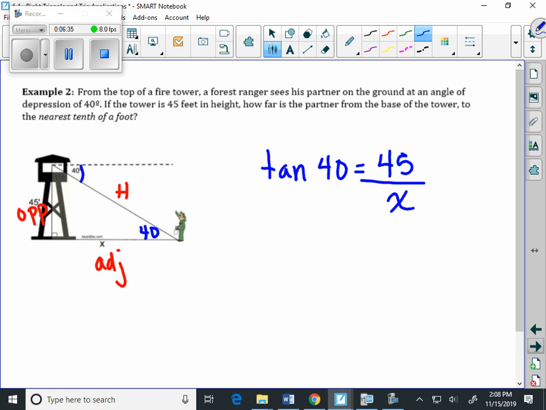What did I say? When the value is down low, we need to switch a row. In other words, what's going to happen to solve this is we're going to switch the x with the tangent of 40. And then we're going to type that into decimals.